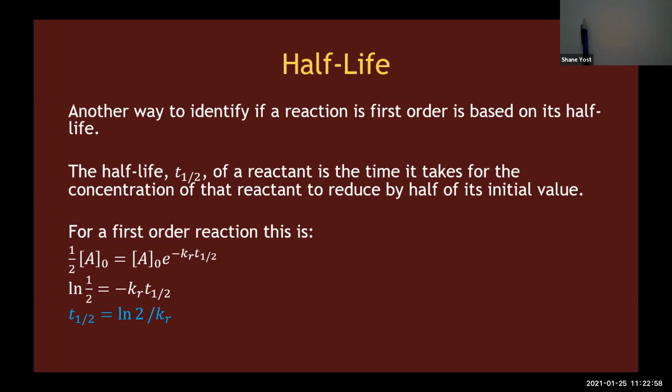Questions about the half-life definition? Yeah. I'm not seeing the bottom two lines, like how you get from the second down to the blue. Yeah, so for this line, what I did is I divided both sides by A naught, and that will give me 1/2 equals e to the minus kr t1/2. And then if I take the natural log of both sides of that, I get the natural log of 1/2, and then the natural log of e to the minus kr t1/2 is just negative kr t1/2. And then the natural log of 1/2 is equal to negative the natural log of 2.